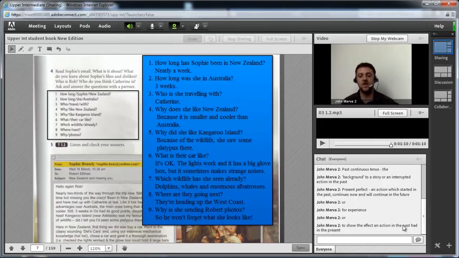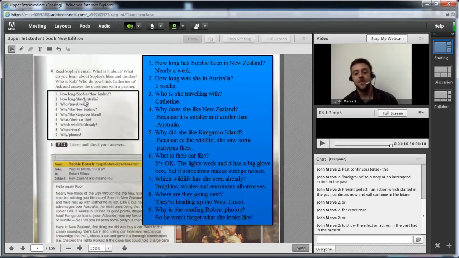Why does she like New Zealand? Present simple, she's there now. We're talking about something that's happening now. She likes it because it is smaller and cooler than Australia. Cooler, she means the weather, not cool in terms of Michael Jackson. Why did she like Kangaroo Island? Her time in Kangaroo Island was in the past. It is finished. So we use the past simple. She liked it because of the wildlife and she saw some platypus there. Platypus are some very strange animals which you may have seen on the television.